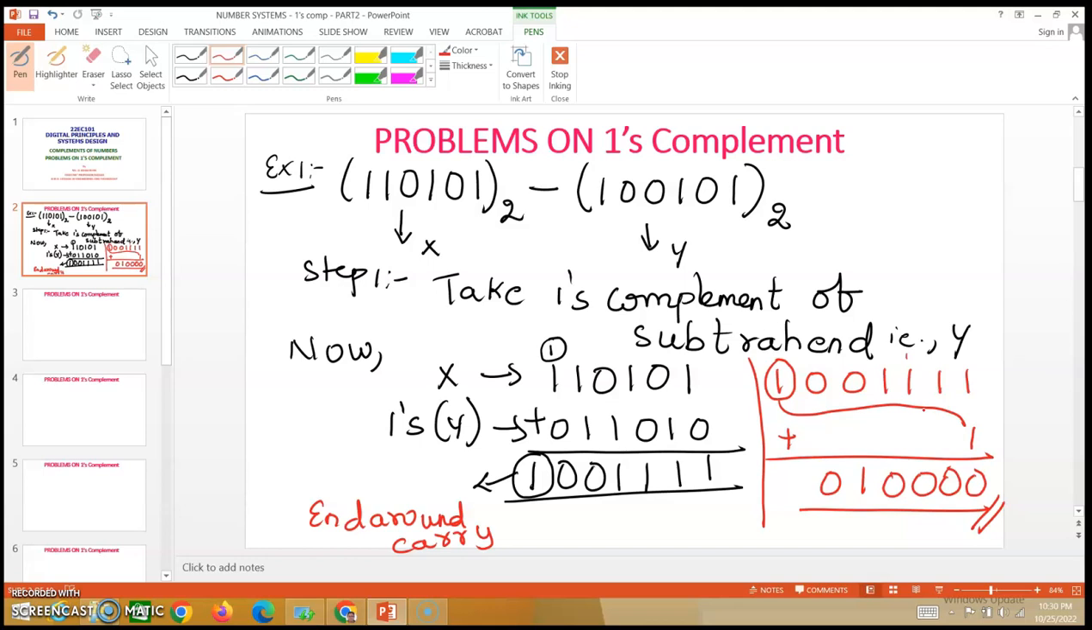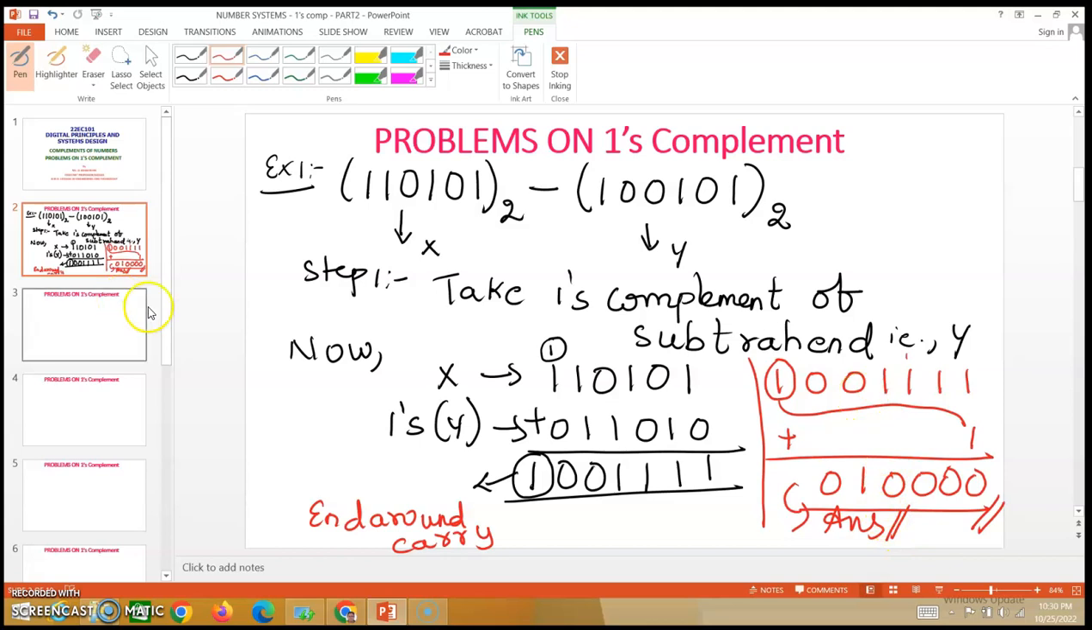I repeat once again, this is called binary subtraction. In binary subtraction, for the second part, the subtrahend, we have to take the 1's complement. After doing the 1's complement, add both the numbers. If you get an end around carry, then you have to add that 1 to the least significant bit. Then finally you get the answer for the problem.